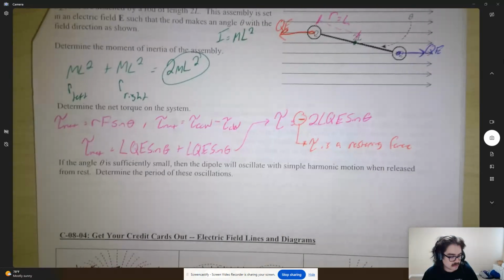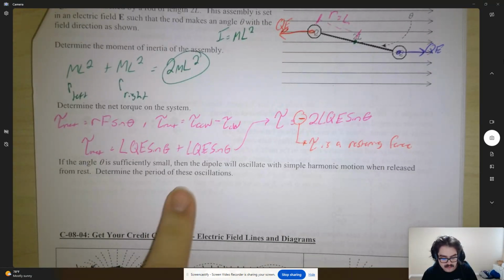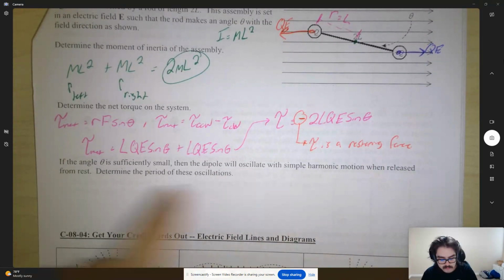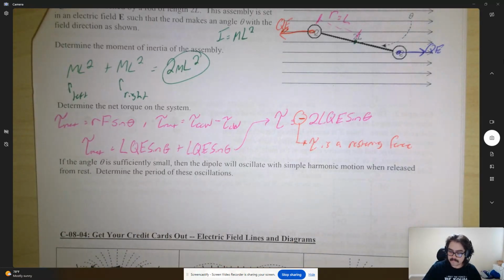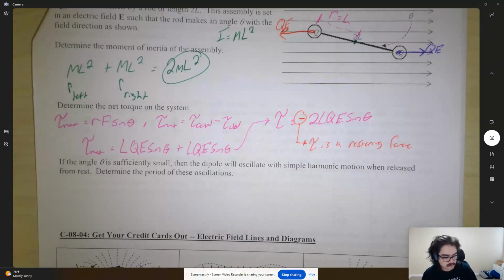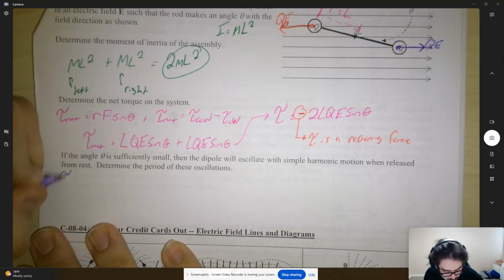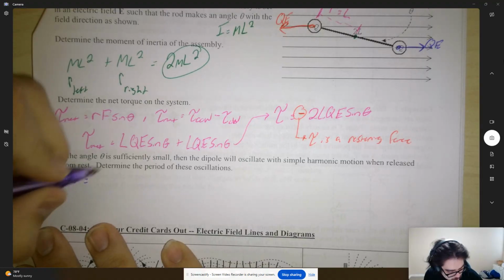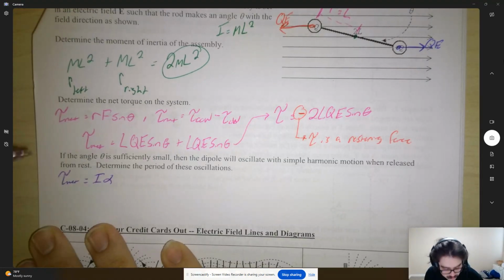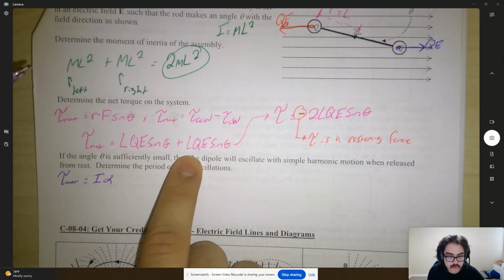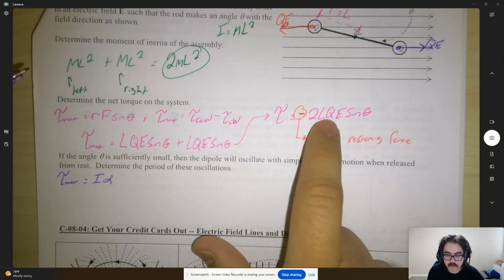If the angle theta is sufficiently small, then the dipole oscillates with simple harmonic motion when released from rest. Determine the period of these oscillations. So this is very similar to what we did last unit. You know that the net torque is equal to I alpha, and I already figured out earlier that this is my torque right here.